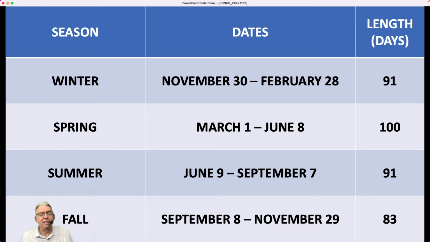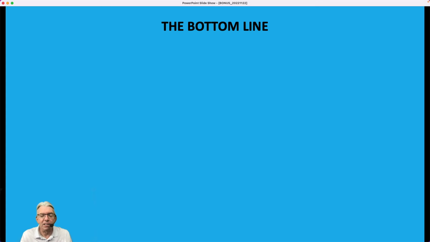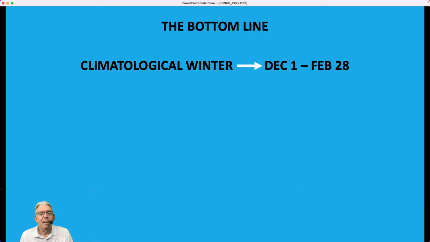So, obviously, it's going to be tough to remember dates like that, and so what the folks at the climatic data center say is, okay, here's the bottom line. If we define it simply as a 3-month period each season, it's going to be closer to what the temperature record tells us than it is to what the astronomical definition tells us.